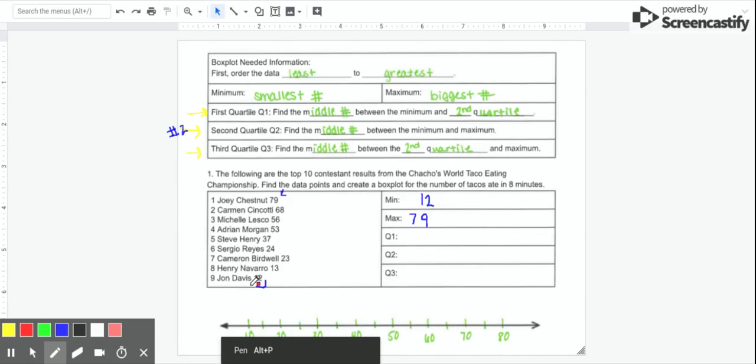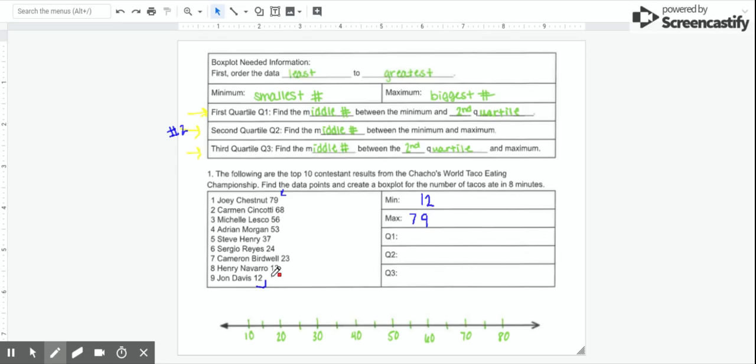I'm going to switch my colors. There's 9 contestants, so there should be only 1 number in the middle, and it is going to be Steve Henry. So I'm going to circle him. He ate 37. He's going to be our Q2. He's smack dab in the middle. He's our median, Q2.